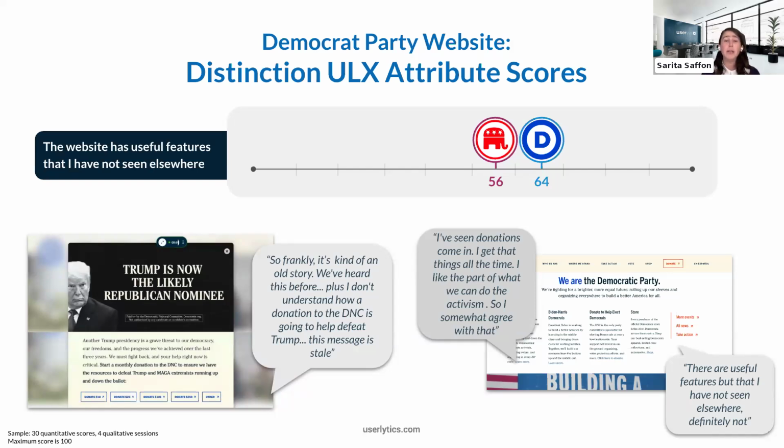So for example, here, we have one of the attributes that is involved in that distinction construct that we saw that both of the websites need to work on the most. In this case, we present here an example of that Democrat website where we can see that actually there is a lot that they have to work on in terms of the uniqueness and actually showing updated information.